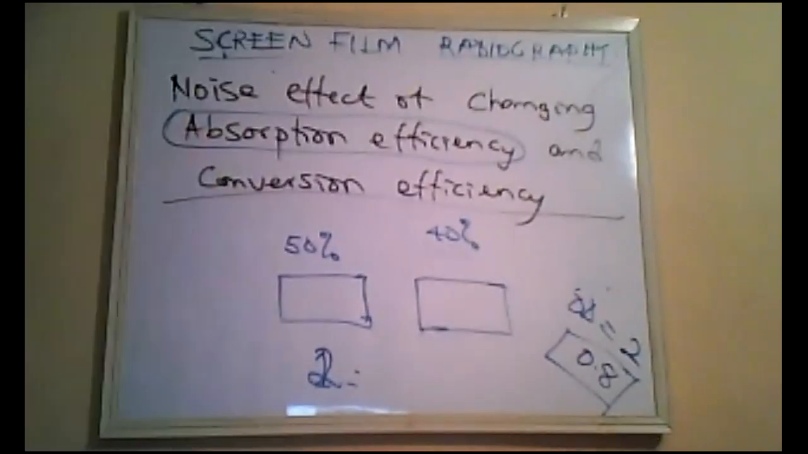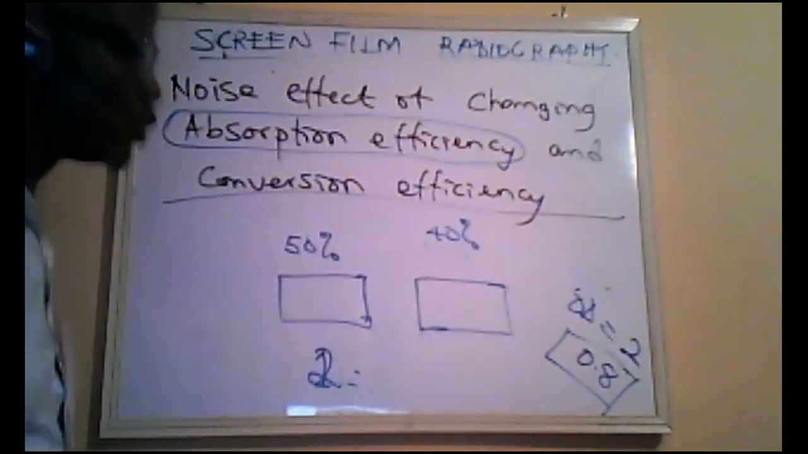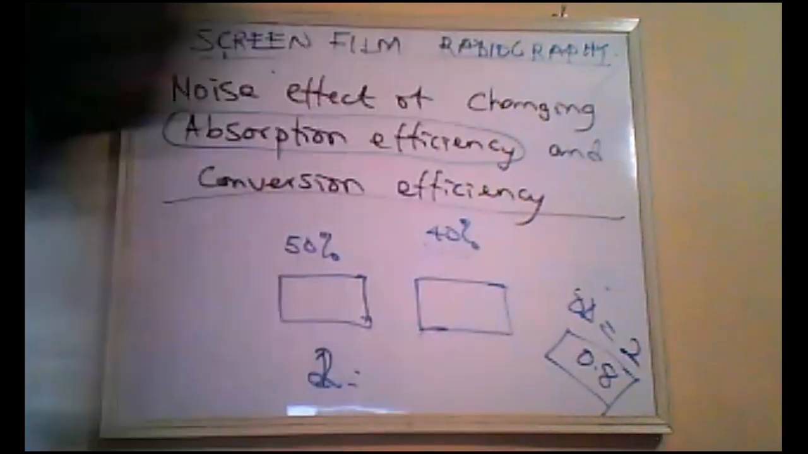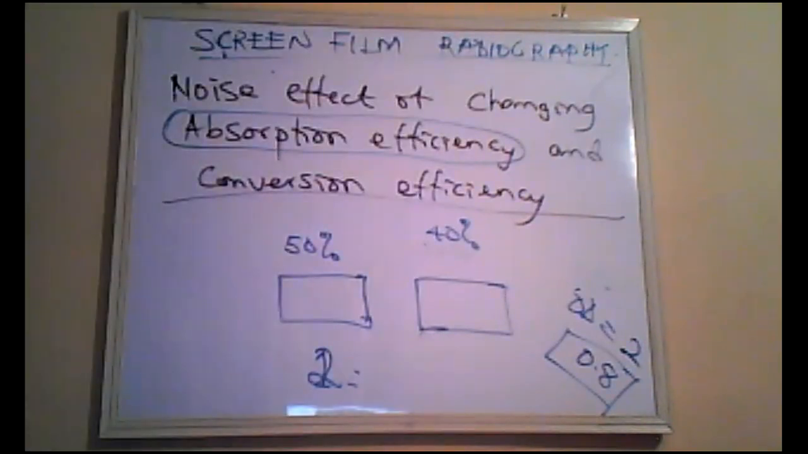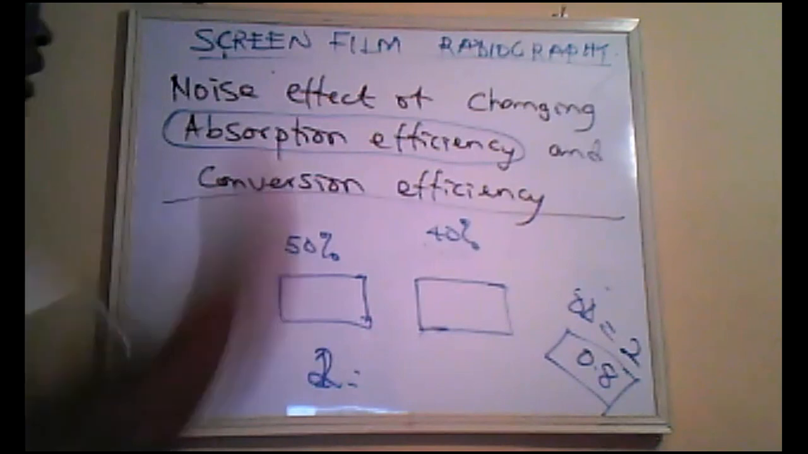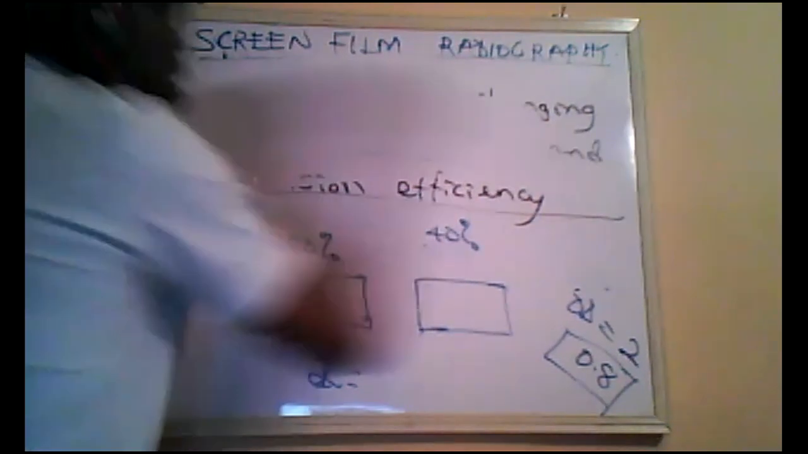So the film characteristics have got to do with the composition of the film, the function of the film, and the principle involved.